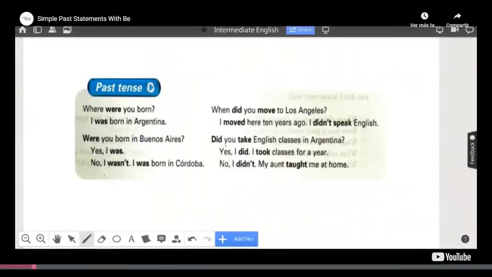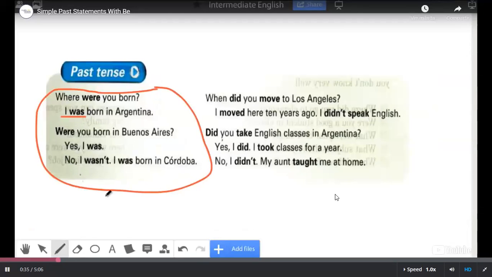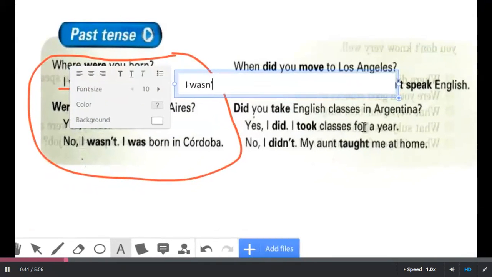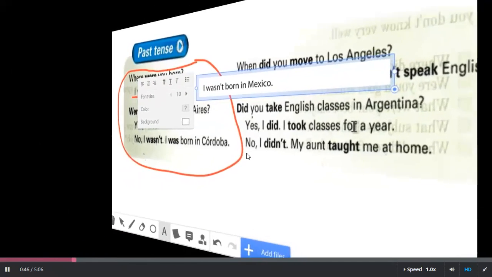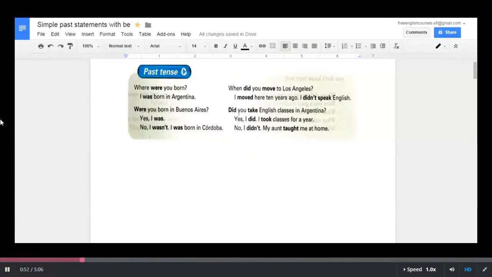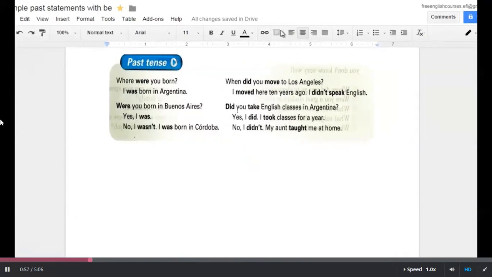Let me get started by quickly explaining this chart. Positive statements such as I was born in Argentina, and how to make negative statements such as I wasn't born in, let's say, Mexico. The first thing that I would like to explain regarding this topic is one basic rule, and that's the verb to be. So let me get to that.